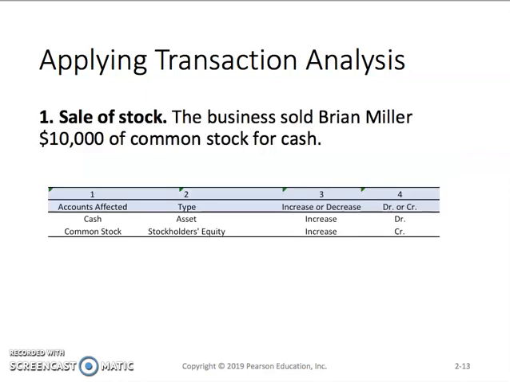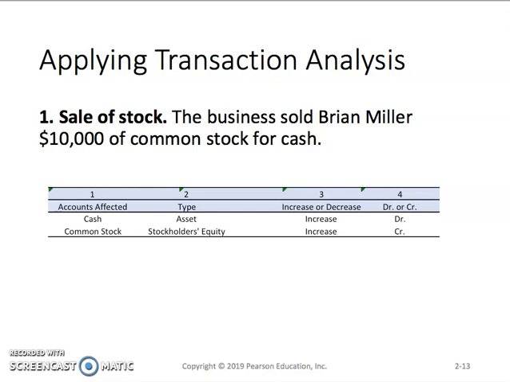So let's apply the transaction analysis. We're given this fact pattern. Sale of stock. The business sold Brian Miller $10,000 of common stock. So accounts affected. Cash, right? They sold it for cash, and common stock. So we know what accounts are affected here in step 1. Step 2, what type of accounts are they? Cash is an asset, right? And common stock is equity.